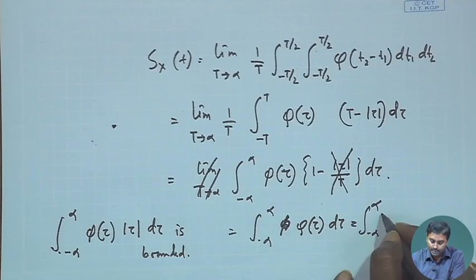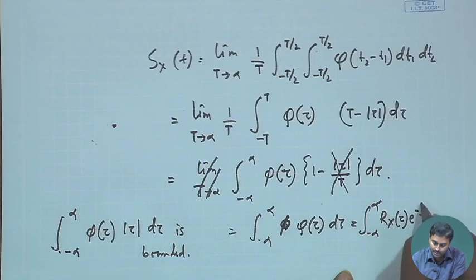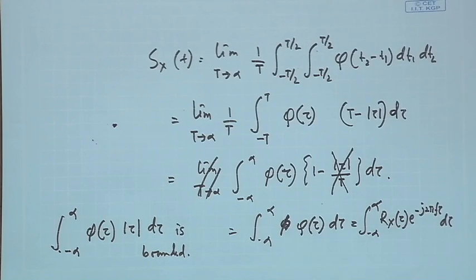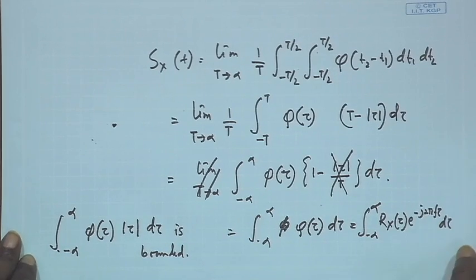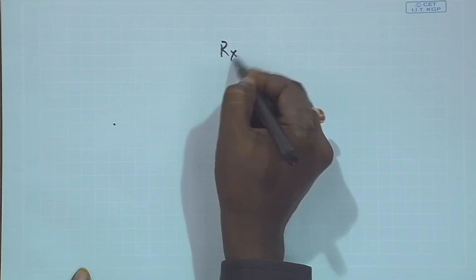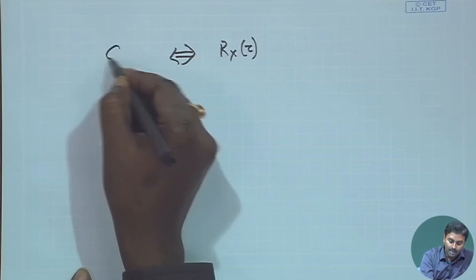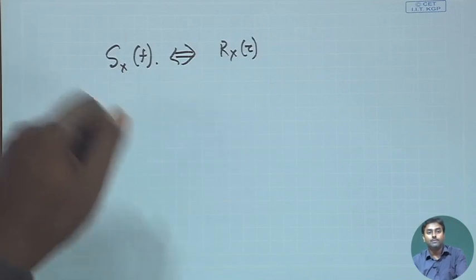Now, replace phi tau, it was actually r x tau e to the power minus j 2 pi f tau d tau. Can you identify this form? This is nothing but the Fourier transform of r x tau. That is a fundamental theorem of random processes: whenever we have a random process which is characterized as either wide sense stationary or stationary, I will have r x tau calculated as t 2 minus t 1. If I know that, I can always do a Fourier transform of that. So r x tau, if I just do Fourier transform, I get back my S x f, which is defined in an average way.